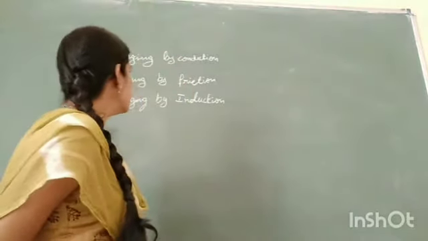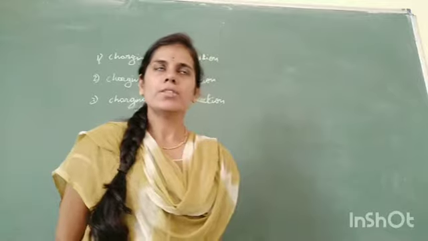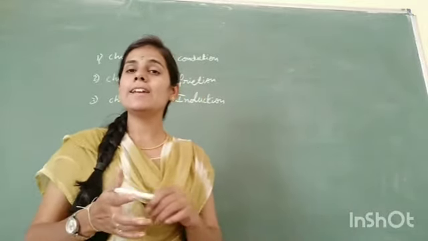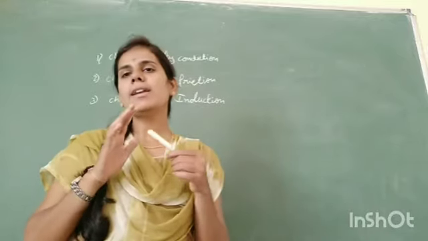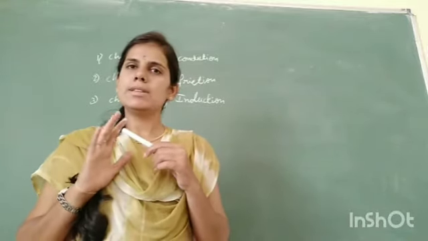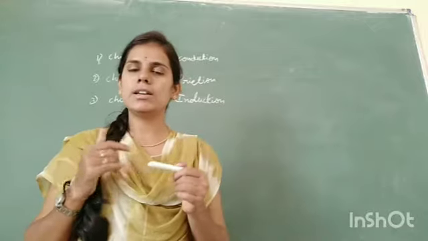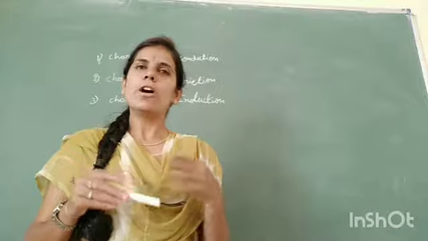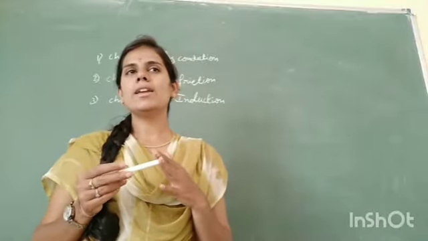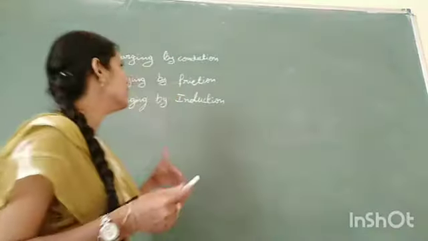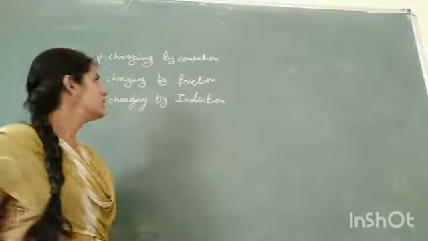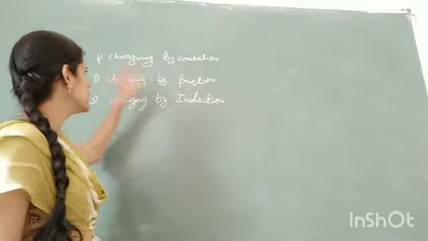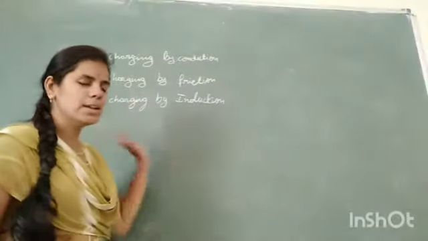Let us discuss how to charge a body. In an isolated system, if I give any particle, definitely it is neutral. It means it doesn't have any extra charge or free charge in it. So initially it is neutral. So how to charge a body? For that we have three methods: charging by conduction, charging by friction, and charging by induction.